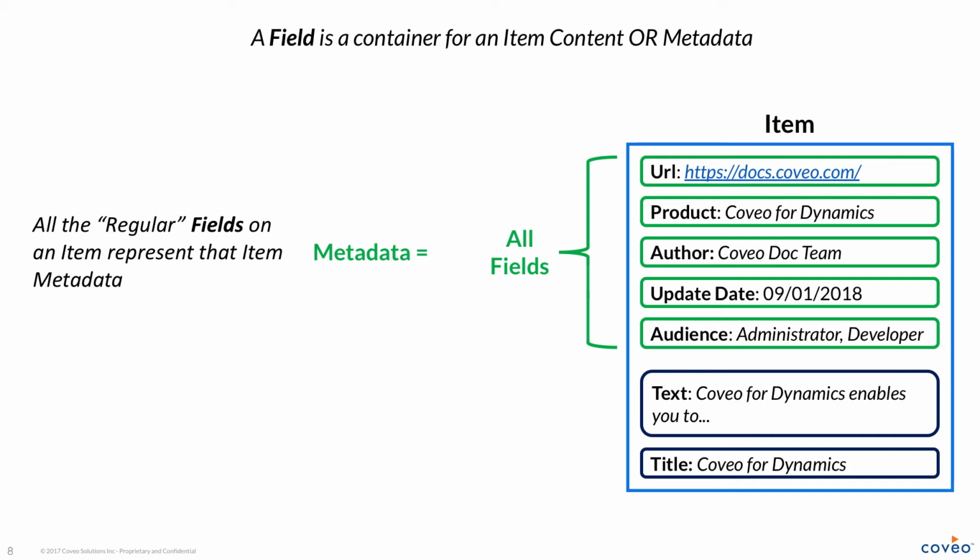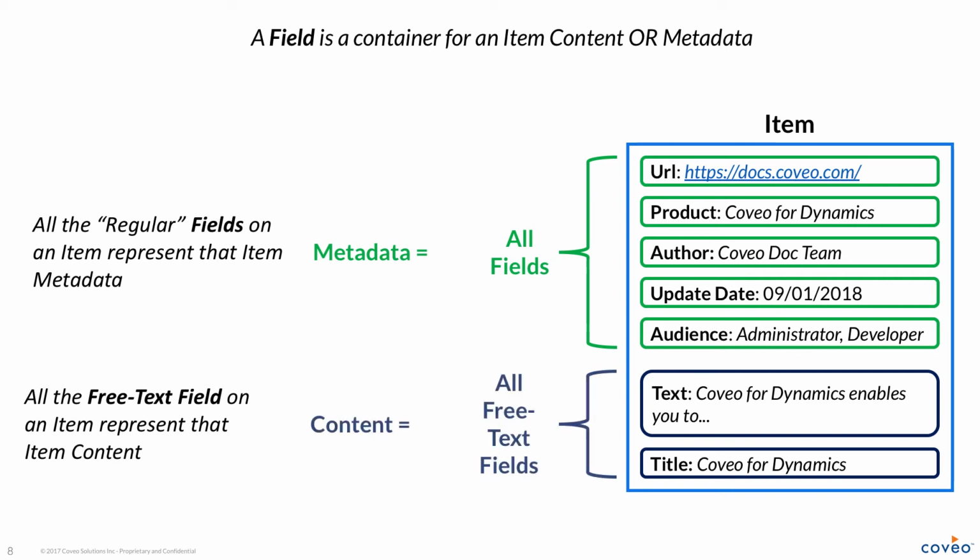That being said, there is another type of field, free text fields. All the free text fields on an item represent that item's content. In short, all regular fields correspond to an item's metadata, and meanwhile, all the free text fields correspond to an item's content. This is super important to understand because this has a direct impact on how you can search for information using a Coveo interface. In the next video, we'll see why.